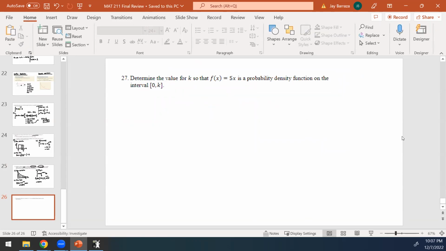So this just says find a value of k for the f of x function on the interval 0 to k. So this is c and this is d. So the integral from 0 to k, where k is just a number to us, of 5x dx has to be equal to 1 to be a density function. So what's the integral of 5x? 5x squared over 2, and you're going to go from 0 to k.